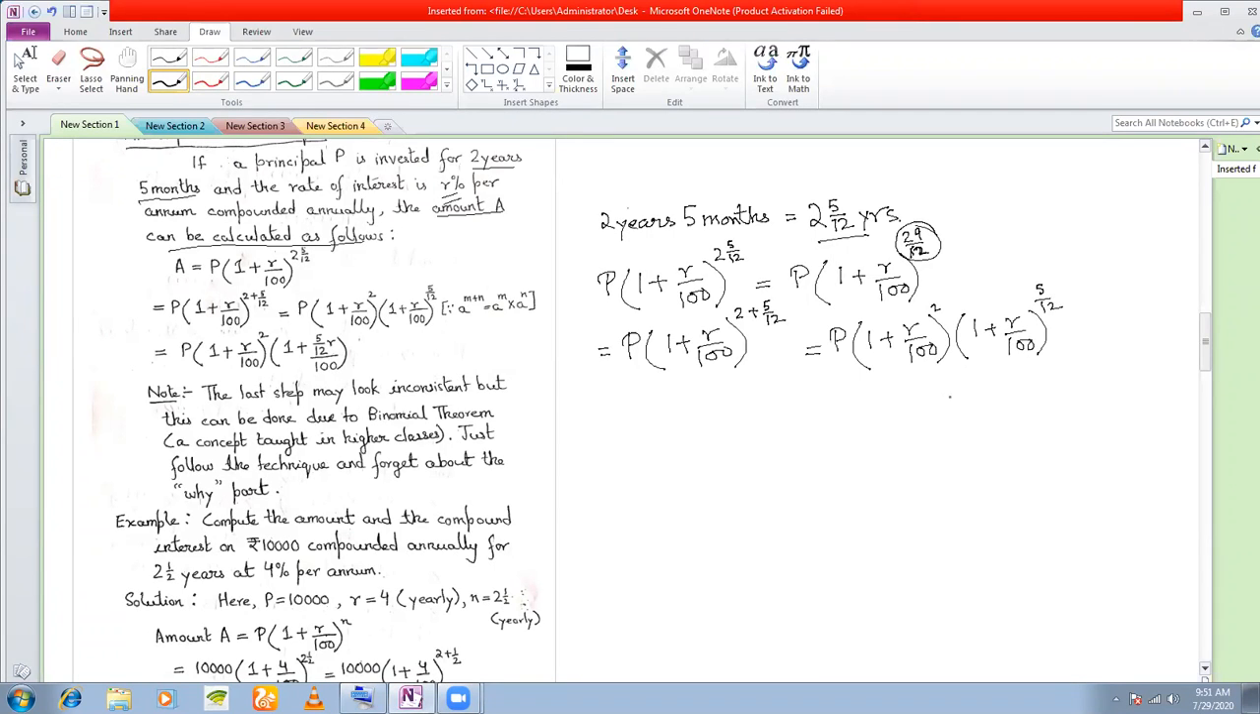Why did I split this? Because from the laws of indices, you know that a to the power of m plus n is equal to a to the power of m into a to the power of n. See, this is a sum of powers. Here also I've got a sum of powers. And what is the base? My base is 1 plus r by 100. So that is why the power has been split into 2 and 5 by 12.